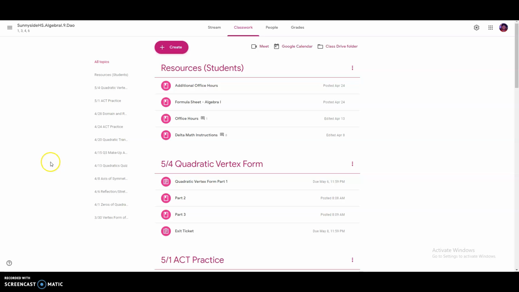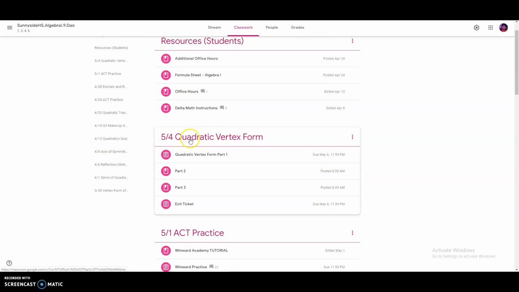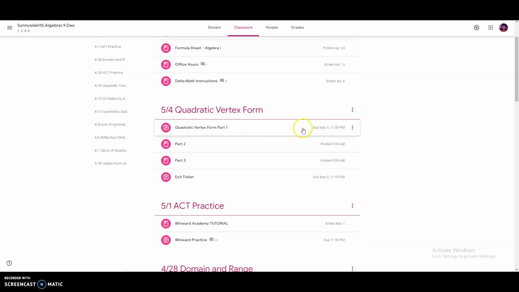So today I'm going to be talking about what I expect to be completed. This week's topic is the quadratic vertex form. Okay. So if you'll notice right here, I have 4 different parts.